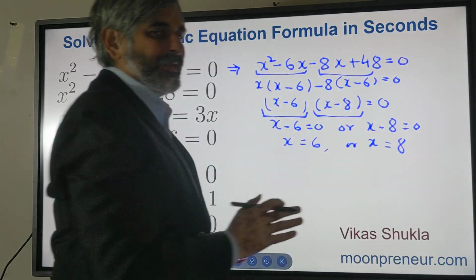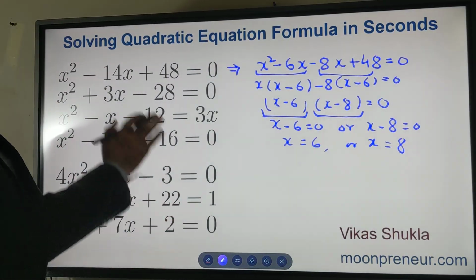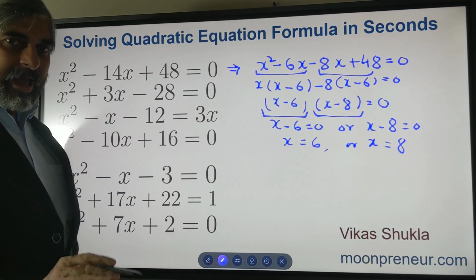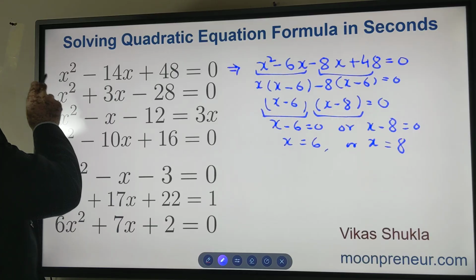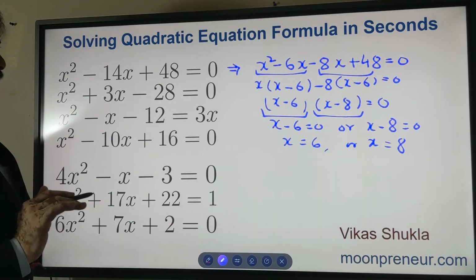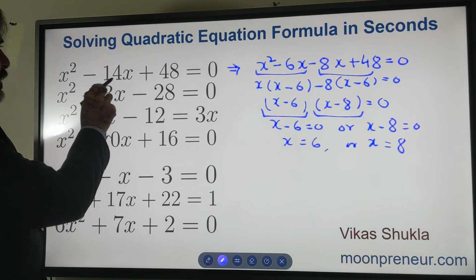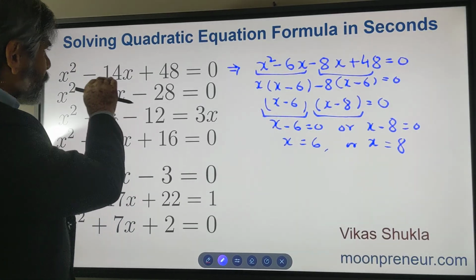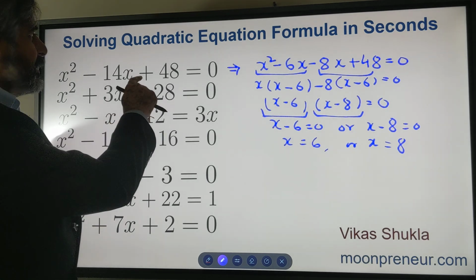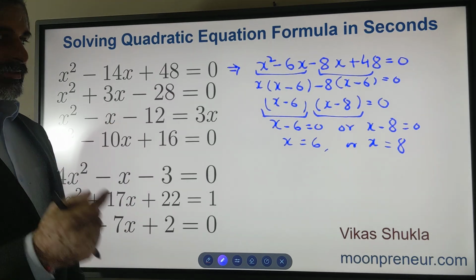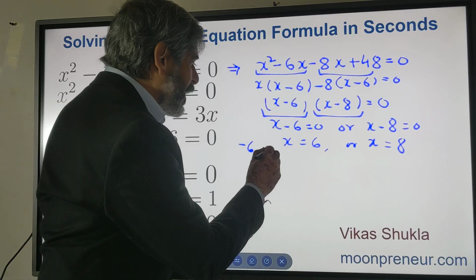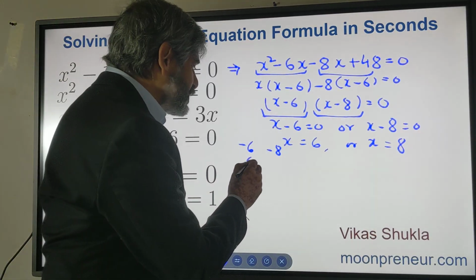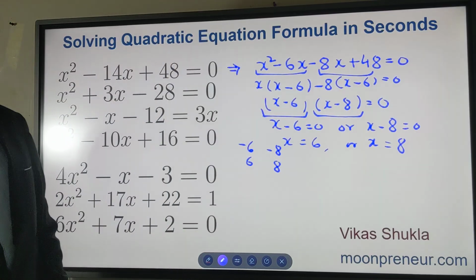Now how do I do it instantly? This method is applicable only when the coefficient of x squared is 1. So what we do is we just split the 14 into two parts such that the product is 48. Those two parts are minus 6 and minus 8, and then the next step is just to reverse their signs. Our solution is 6 and 8. That's all you need to do.